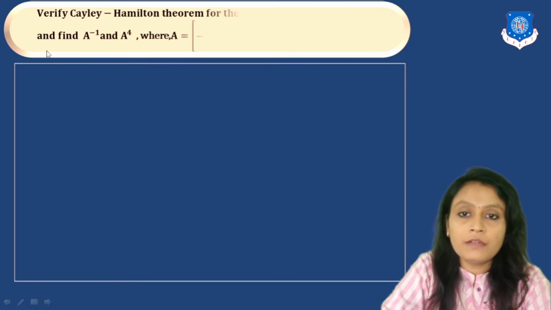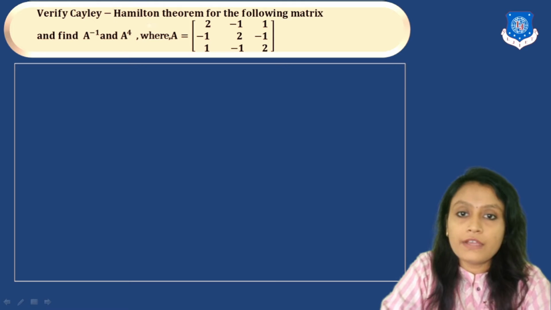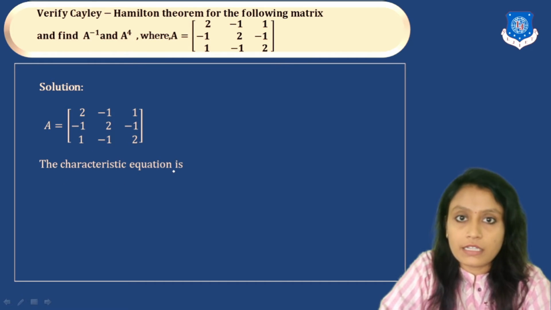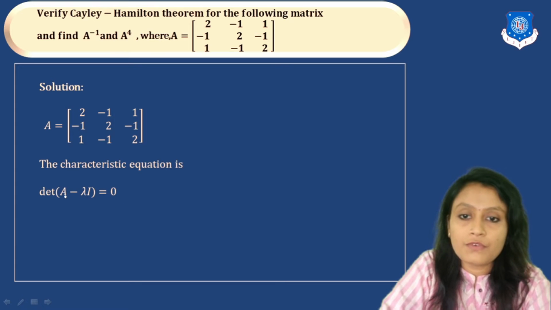So let's begin with the example. Verify the Cayley-Hamilton theorem for the following matrix, and we have to find A inverse and A raised to 4. Let's begin with the solution. Here the A matrix is given: 2 minus 1 1, minus 1 2 minus 1, 1 minus 1 2. The first step is to find the characteristic equation, which is given by determinant of A minus lambda I equals 0. Firstly we will find this A minus lambda I.